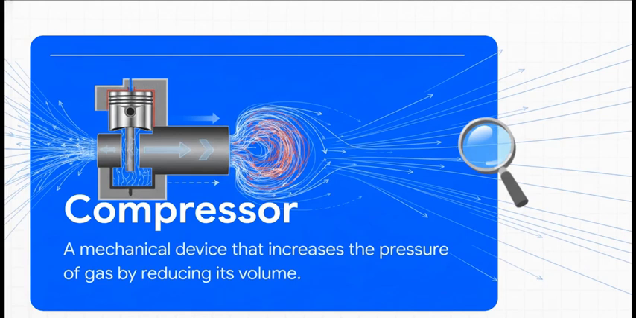So, what exactly is a compressor? At its very core, it's a machine designed to do one thing. It pulls in a gas, squeezes it into a much smaller space, and by doing that, it just cranks up the pressure. It's a really fundamental principle of physics, but put into mechanical action.